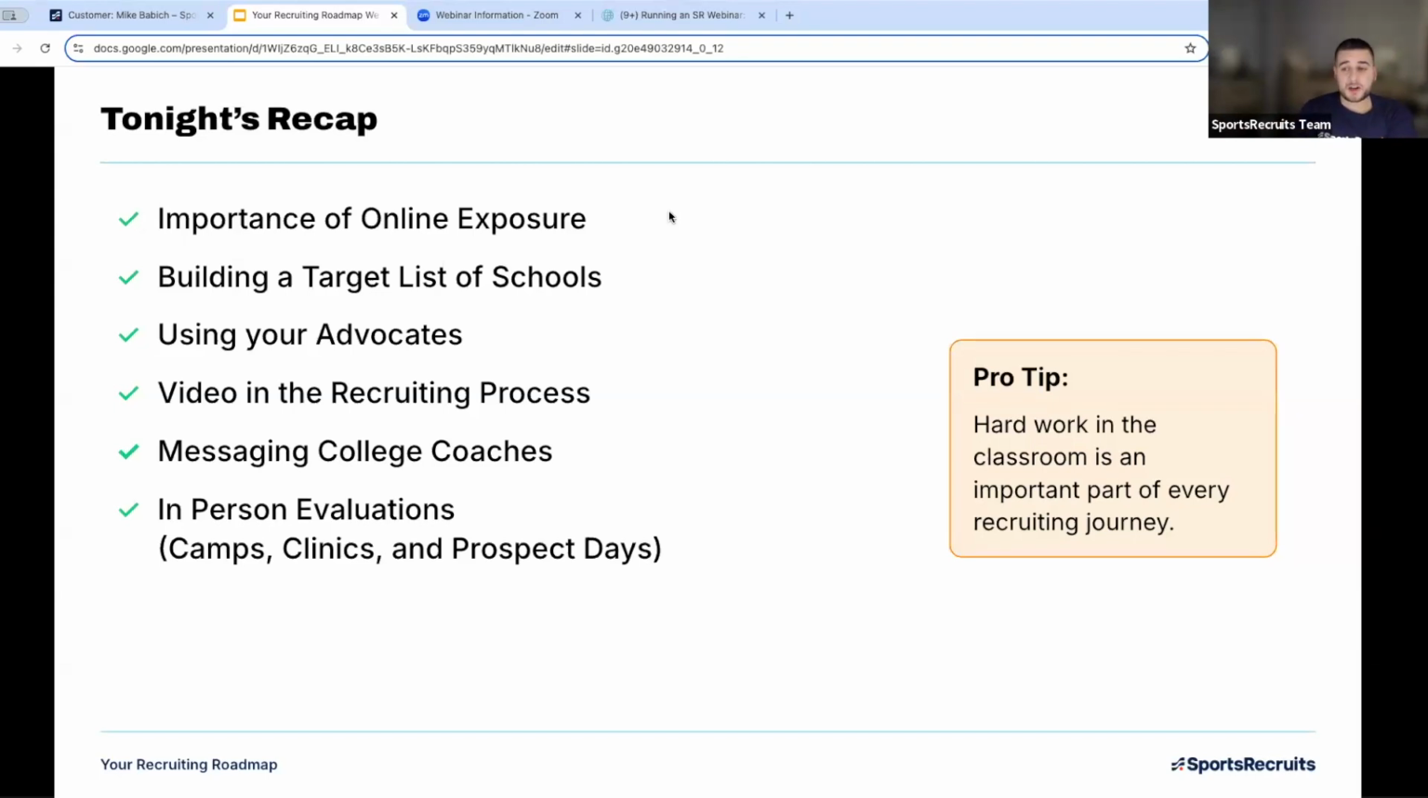The different advocates that are available to you and the way that you can lean on those advocates for advice and support, getting a better sense of the type of player that you are, the importance of video in the recruiting process and how you can make sure that you're putting together the best video possible to give college coaches access to, how to communicate with college coaches, and then a quick review on the different types of recruiting events that you could potentially find yourself at over the next few years.